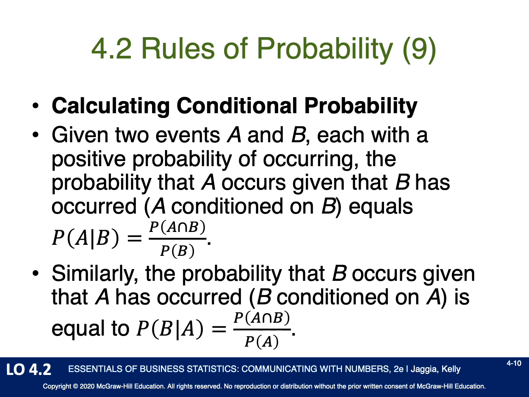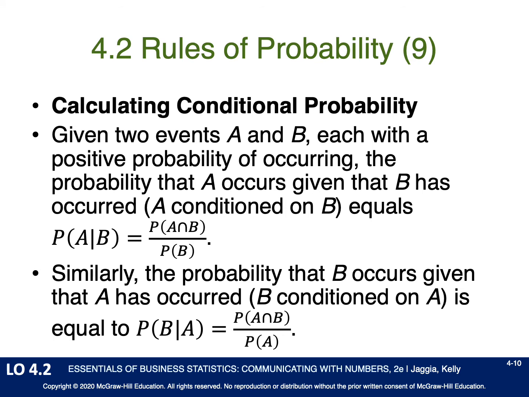So given two events, with each having a positive probability of occurring, we would say the probability of A given B is equal to the probability of the intersection of A and B divided by the probability of B. Now, we could write that the other way. We could say the probability of B given A is the probability of the intersection of A and B divided by the probability of A.